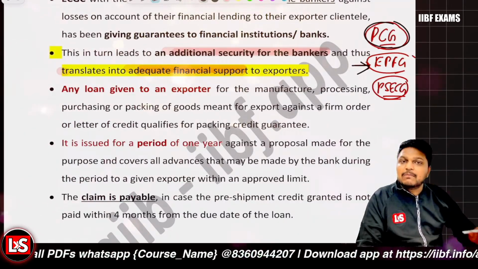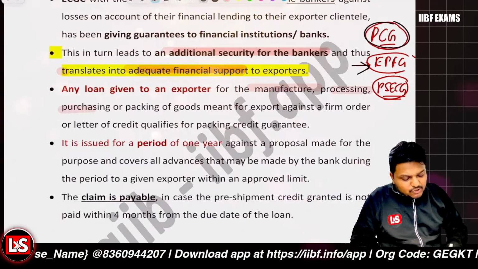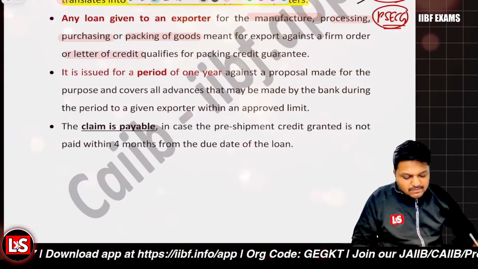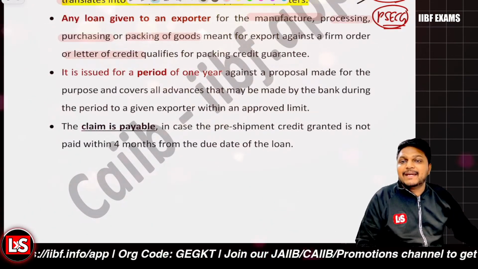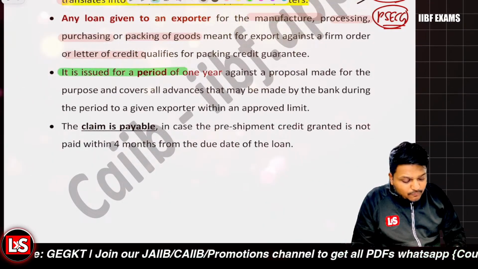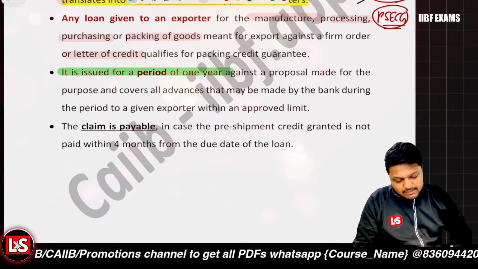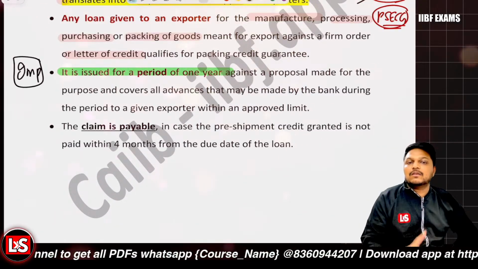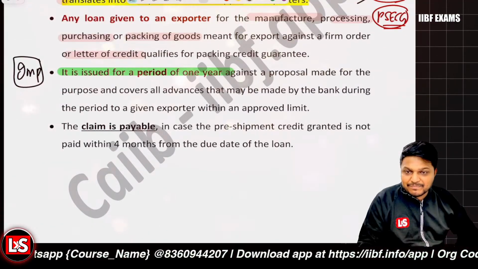And further, loan can be given to the exporter for different purposes, like for manufacturing, processing, purchasing, for working capital purposes even, right? For letter of credit purposes, right? So for different particular purposes, the loan can be given to the exporter. And the guarantee which was issued, basically it is issued for a period of 1 year. This is important. This particular point is important, that this is for 1 year against the proposal made for the particular purpose over there, right?